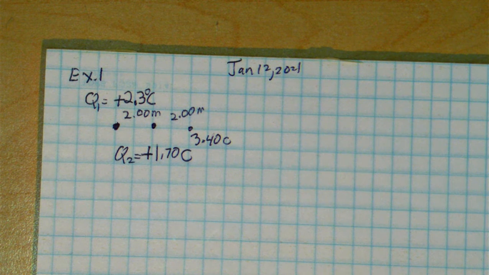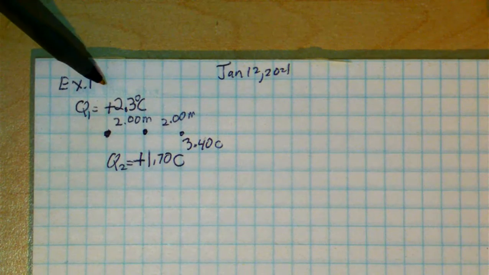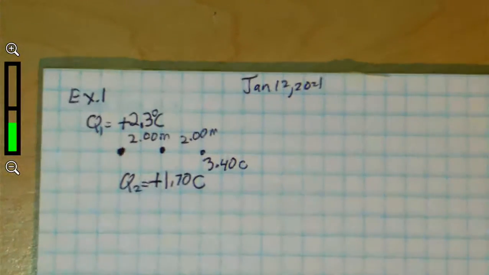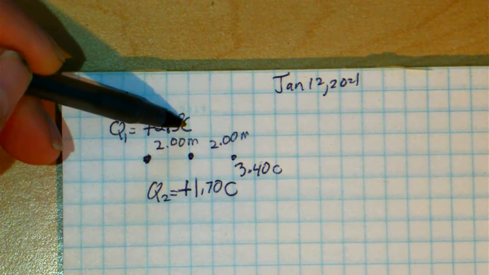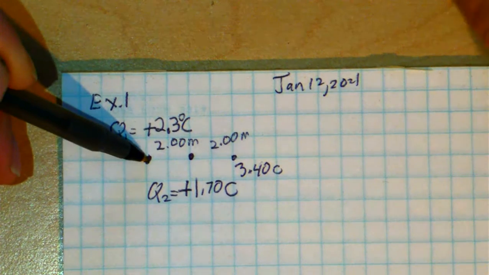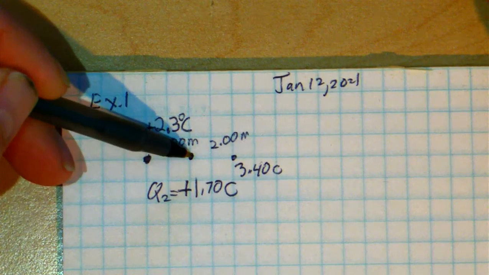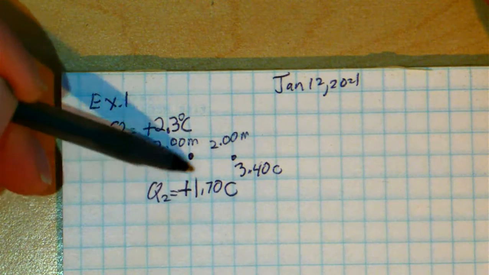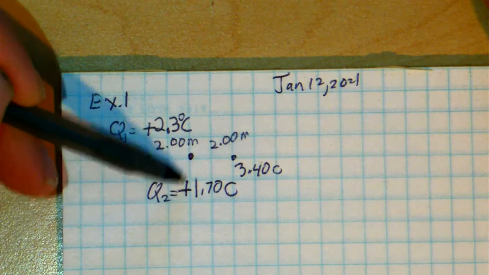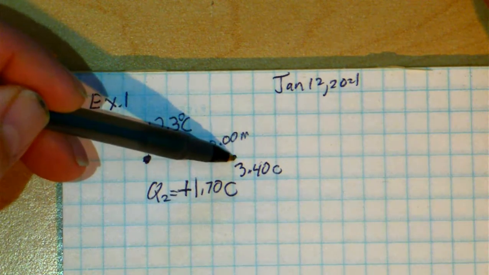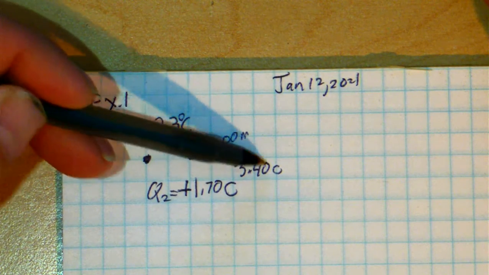All right, this is Tuesday, January 12th, 2021, Physics CP Example 1. We have 3 point charges in a row. The first charge, Q1, has a magnitude of 2.30 coulombs, and we'll say that's x equals 0. Then a distance of 2 meters to the right of it, charge Q2 has a value of 1.70 coulombs, another positive charge. 2 meters to the right of that, charge Q3 has a value of 3.40 coulombs.